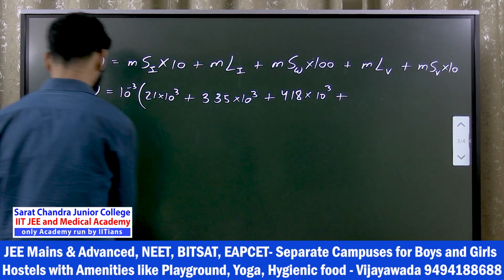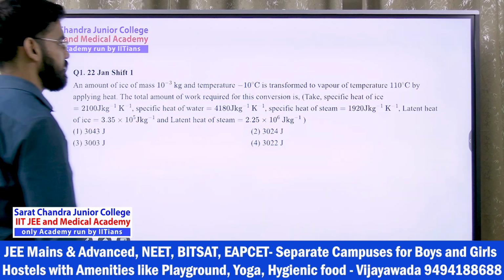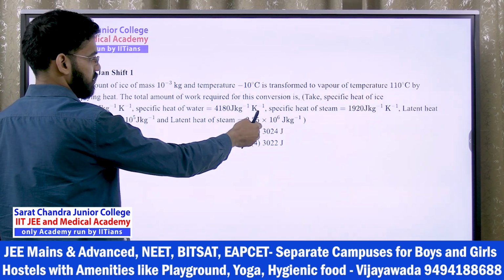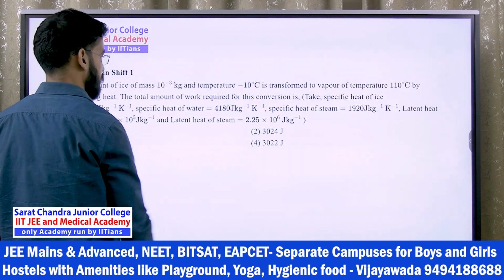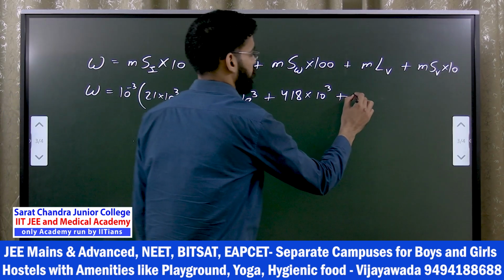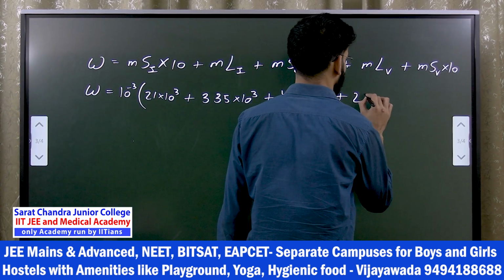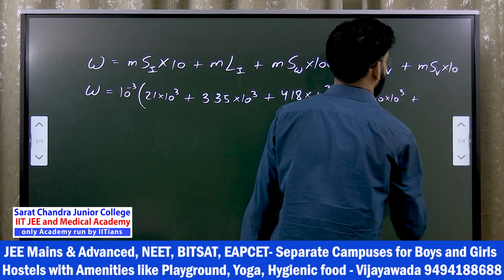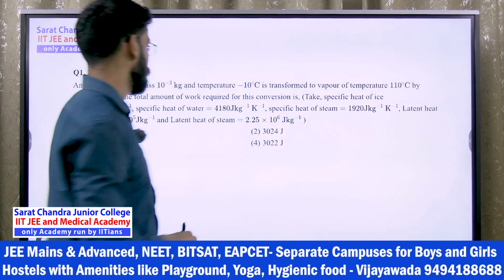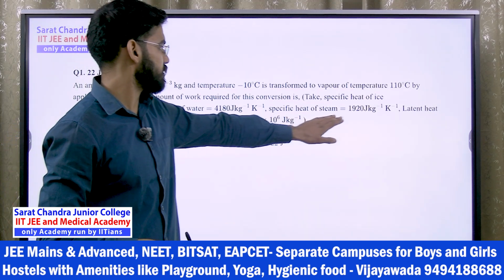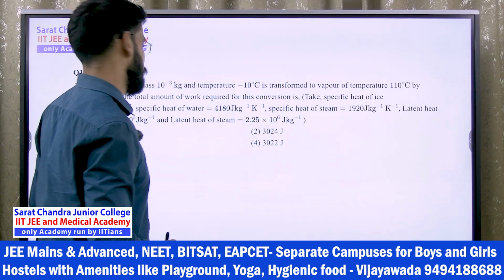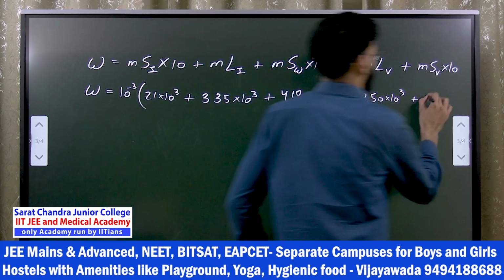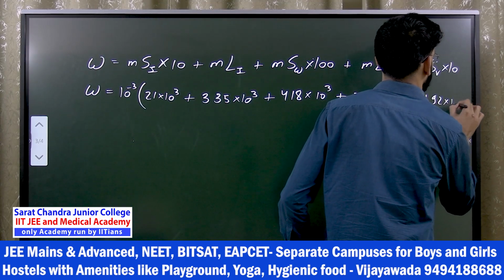Plus latent heat of vaporization. Latent heat of vaporization is given to you for steam. Latent heat of steam and latent heat of vaporization are the same thing: 2.25 into 10 to the power 6, so 2250 into 10 to the power 3. Plus specific heat of vapor, specific heat of steam, 1920, which means 192 into 10 to the power 3.